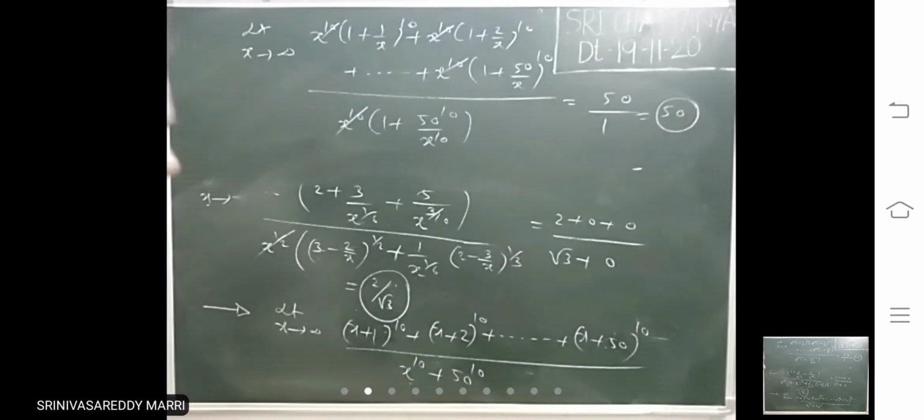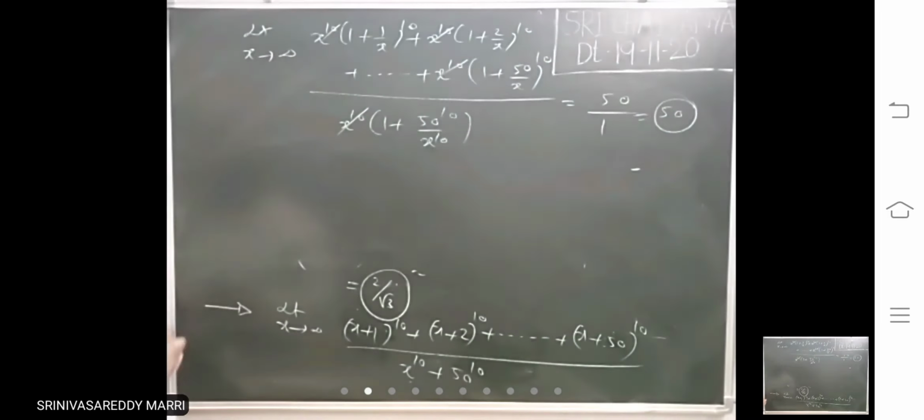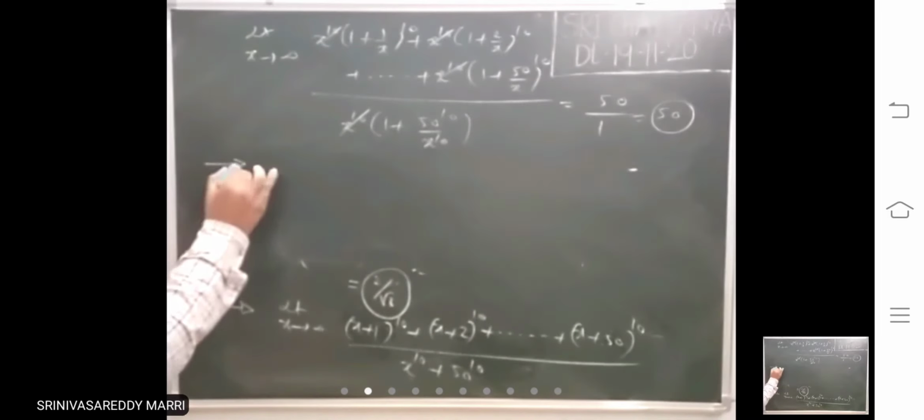Totally 50 terms are there. In every term it will be 1. 1 plus 1 and so on 50 times is what? 50. Divided by, this is 0, that means 1. Look at the next.